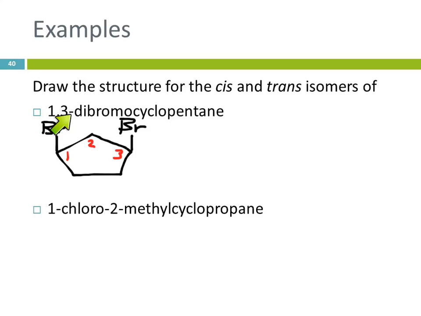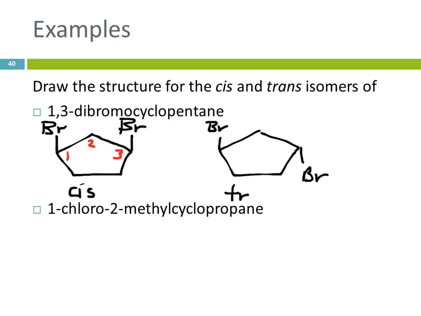Now, can you tell, are these on the same side of the ring, both above? Can you see that? I'm trying to indicate that they're both above the ring. So would this be the cis isomer or the trans? So this is the cis isomer. And the other possibility then, make another ring here, is to have one of these above and have the other one below. And that would be the trans isomer.